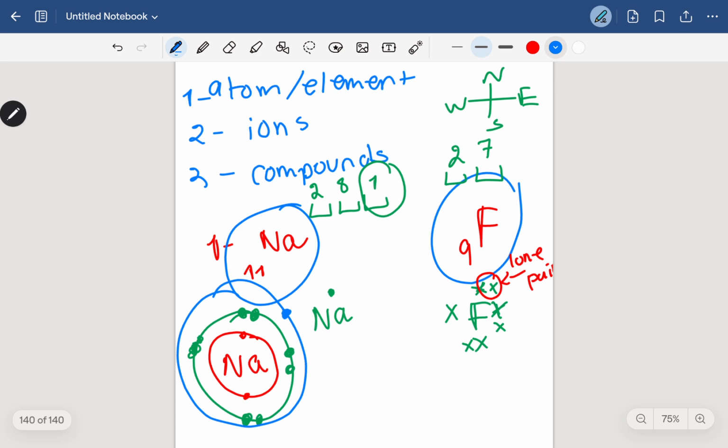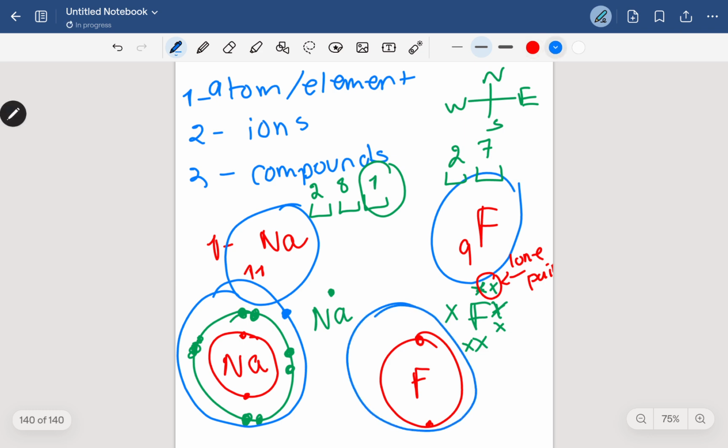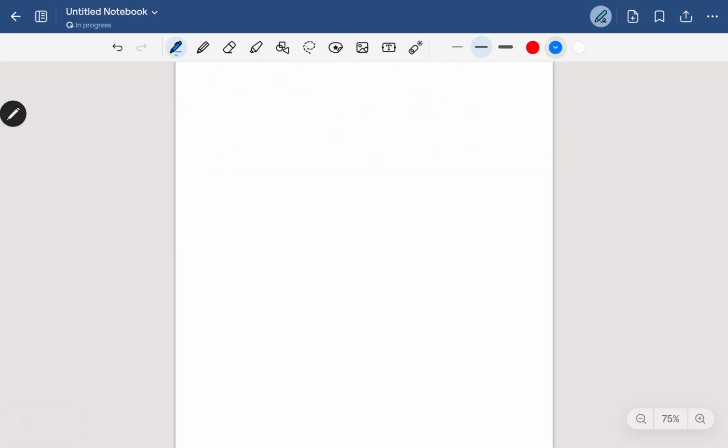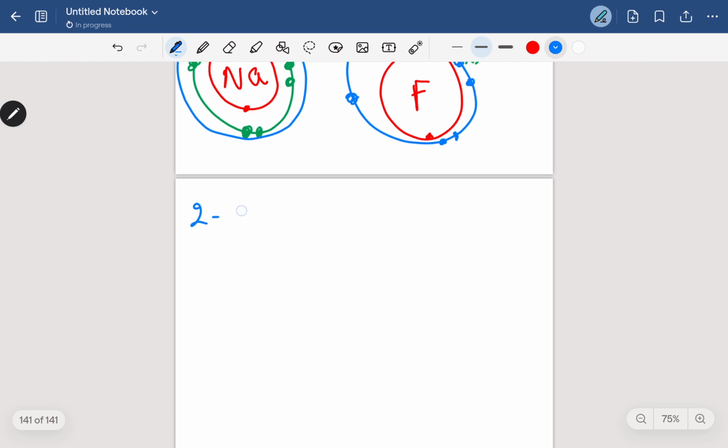Okay, so if we do the same thing with F, it's going to be F with a surrounding shell which is 1, 2. Then we will do another shell, and this has the remaining 7. So it's 1, 2, 3, 4, 5, 6, and 7. So now let us discuss ions.